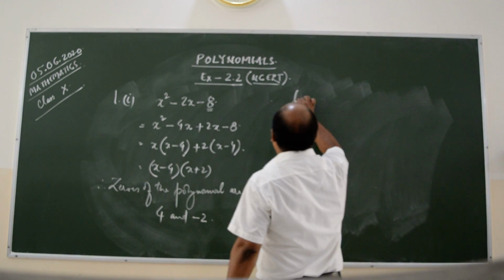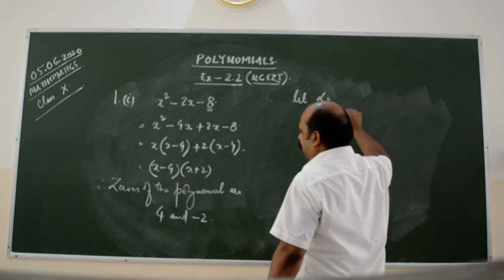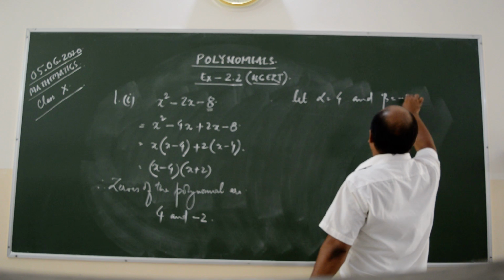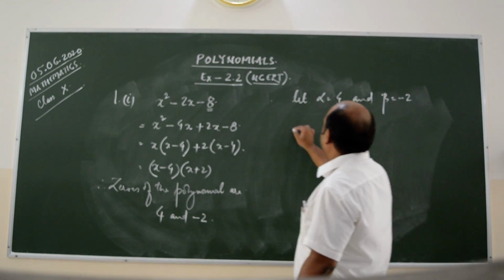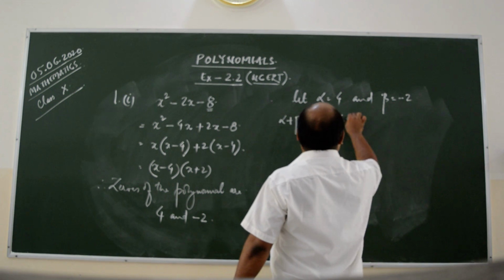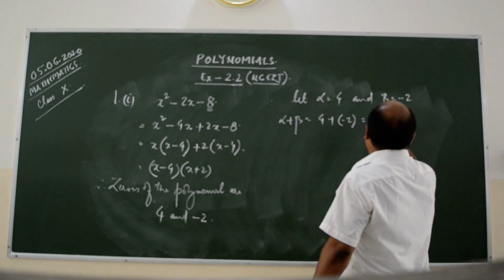So we can say let alpha is equal to 4 and beta is equal to minus 2. So alpha plus beta is equal to 4 plus minus 2, that is 2.